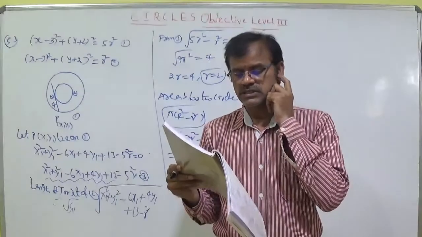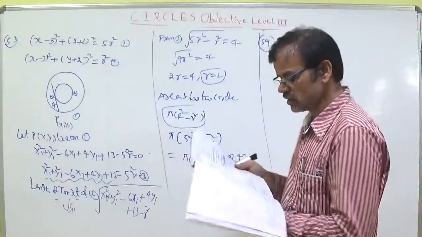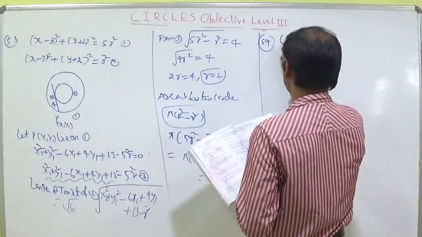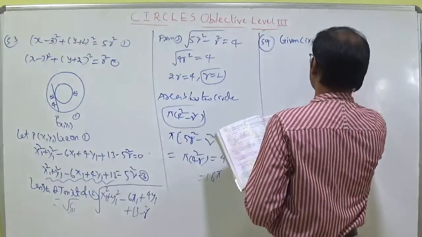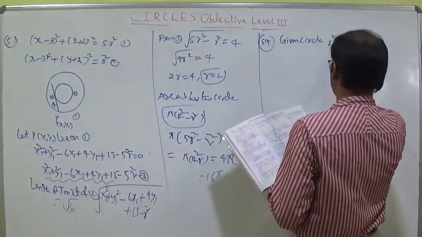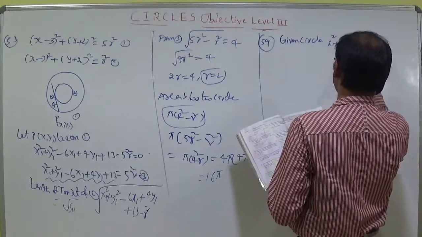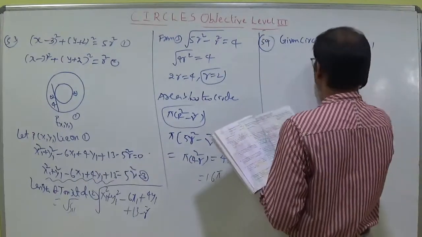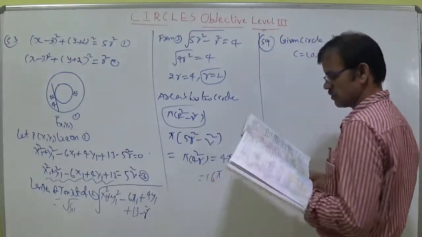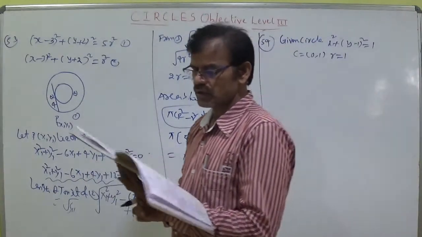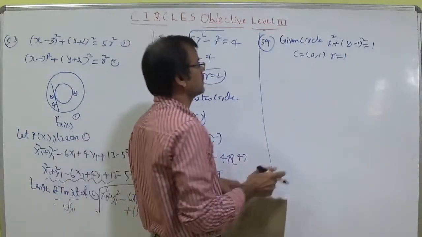If a variable circle C touches the x-axis and touches the circle x square plus (y minus 1) whole square equal to 1 externally, then find the locus of the center of C. Given circle, I am discussing: x square plus (y minus 1) whole square equal to 1. Here center equal to (0, 1) and radius equal to 1. He is giving a variable circle C that touches the x-axis and touches the circle externally.